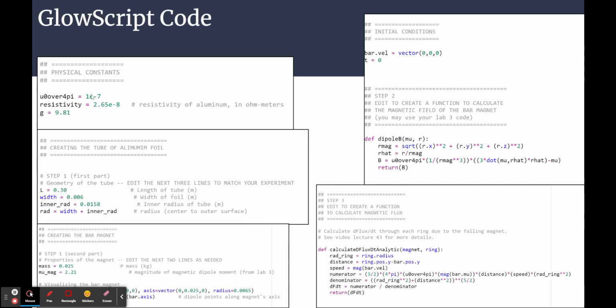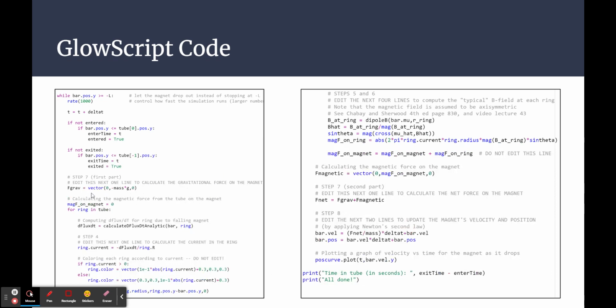Right here in our code, we have the physical constants. We put in all that information: the geometry, the length, width, inner radius, the whole radius, and we have mass and mu. Here we're calculating the Biot-Savart equation, as seen by calculating R mag, R hat. And here we're calculating d flux over dt, an equation seen before in the fundamental principles, and the distance is calculated by the position of the ring minus the position of the bar.